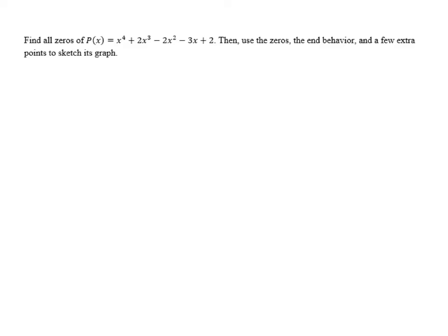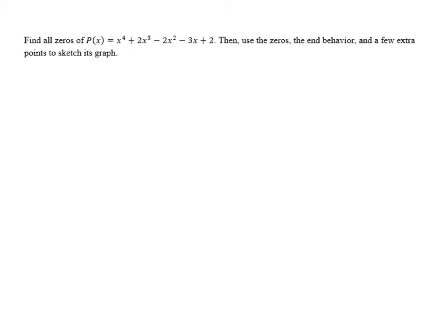Find all zeros of p of x equals x to the fourth plus 2x cubed minus 2x squared minus 3x plus 2. Then use the zeros, the end behavior, and a few extra points to sketch its graph.